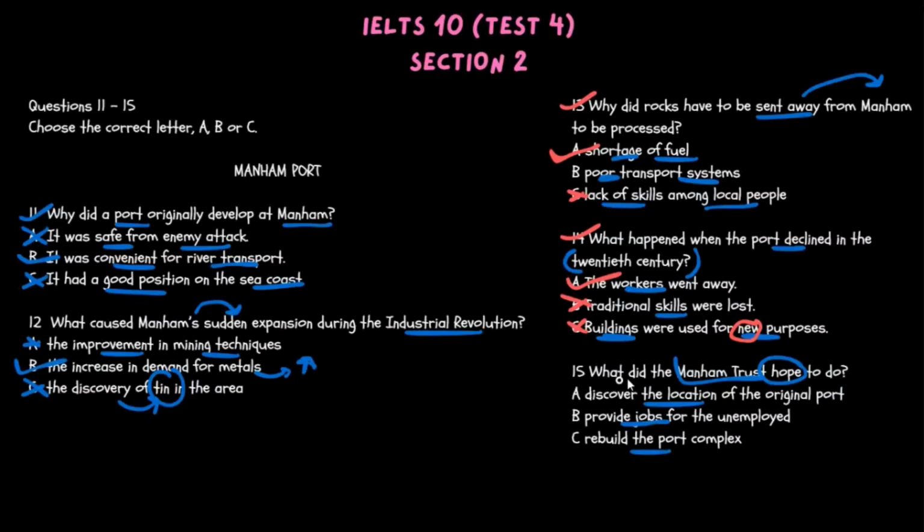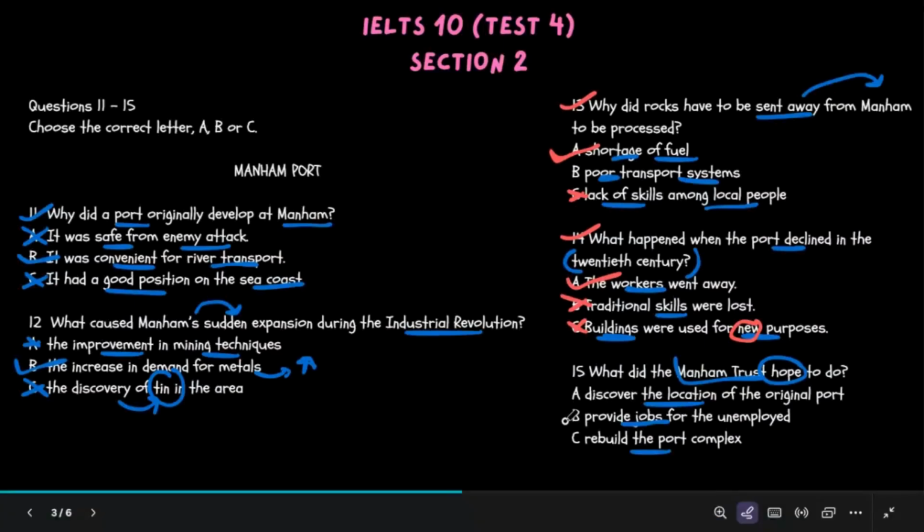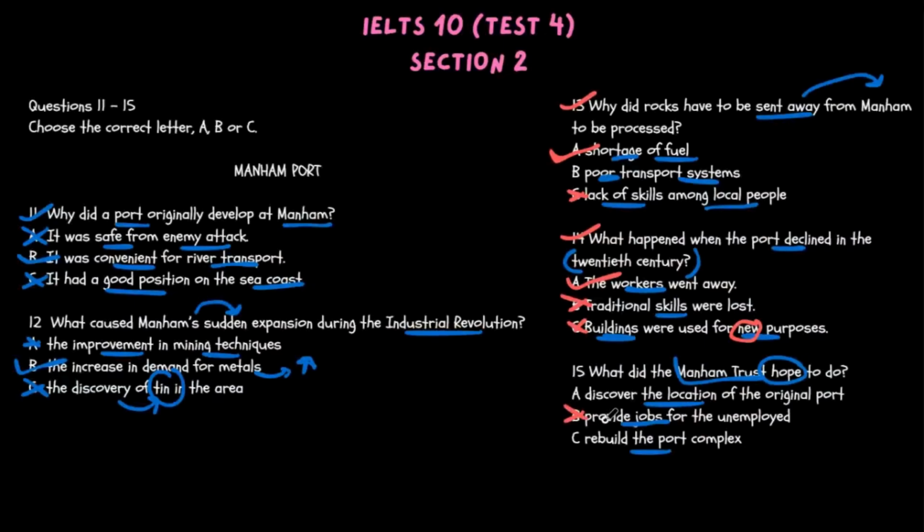Okay, so here the most important thing is what did the Manhattan Trust hope to do? Did they provide jobs for the unemployed? I do not think B could be a right answer, so I'm going to cross out the answer that says B. Does it help to discover the location of the original port? I think this is what they do. Are they trying to rebuild? So I think C would be the answer. I think this is how we will solve, crossing out the odd ones and answering the right ones.